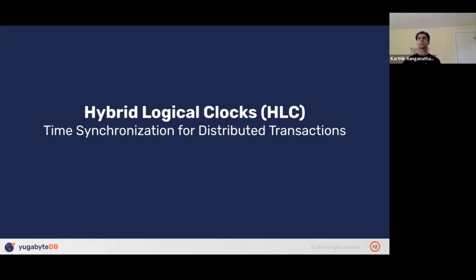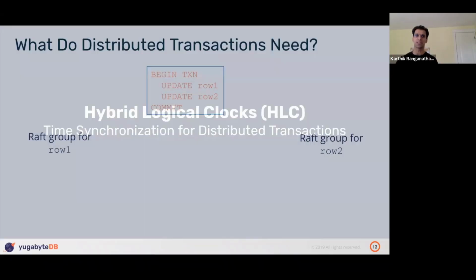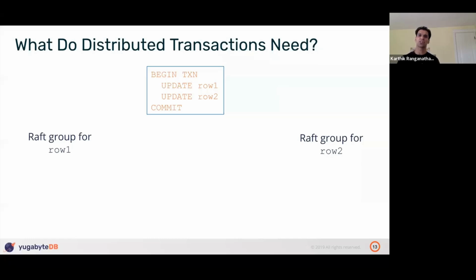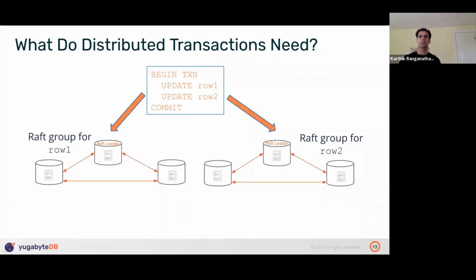So the next step is, we talked so far, if you recall, only about the fast path or the single row or single shard transactions. Now, before going into distributed transactions, the first thing to realize is that you need time synchronization for them, because now you're dealing with different Raft groups, not just the same Raft group. So this is how it starts to look: you do a begin transaction, then update row 1, update row 2, and commit. Row 1 belongs to one Raft group, on one set of nodes, and row 2 is on another set of nodes belonging to another Raft group.